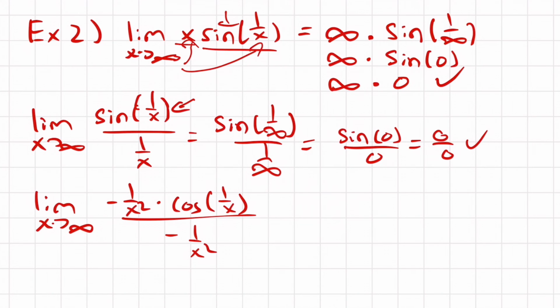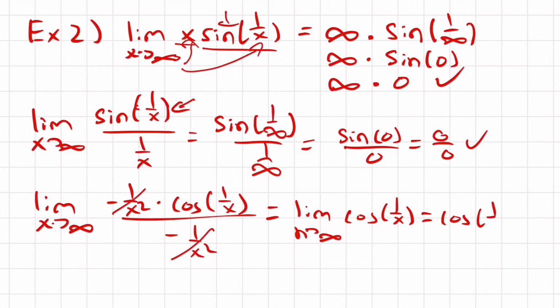So once we have that, we can clearly see that we can cancel out the negative 1 over x squared from both the numerator and the denominator, leaving us with the following limit expression. Cosine of 1 over x. Plugging in infinity into our function right here, we get cosine of 1 over infinity, which can be rewritten as cosine of 0, which can then be rewritten as 1. So this is going to be our answer. And that is it for example 2.